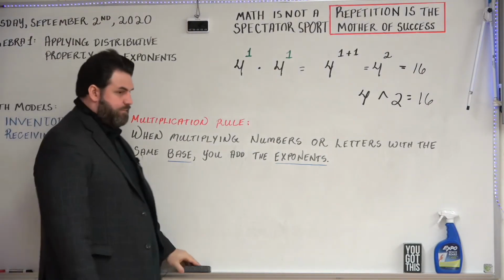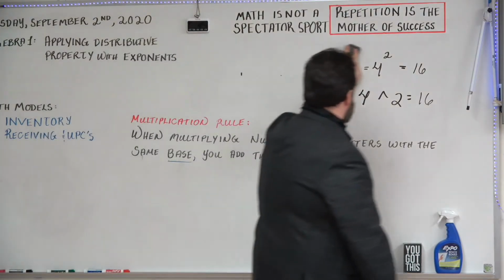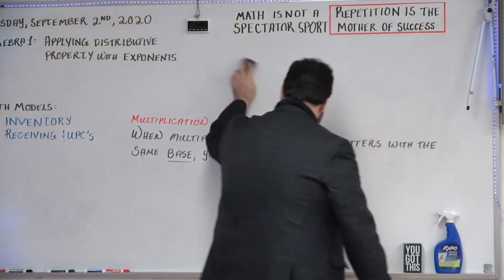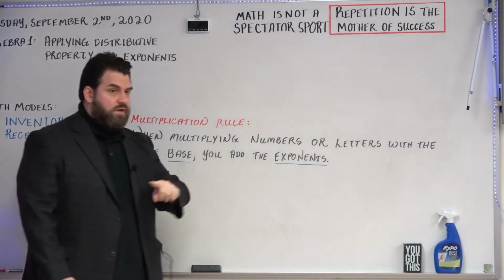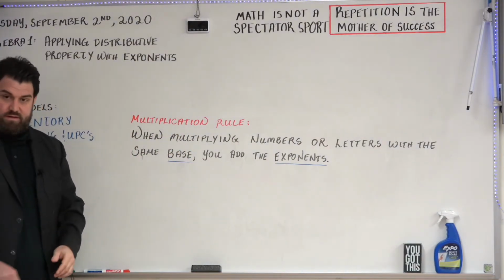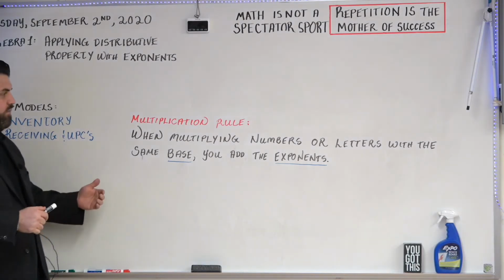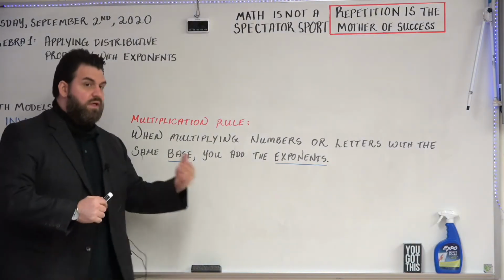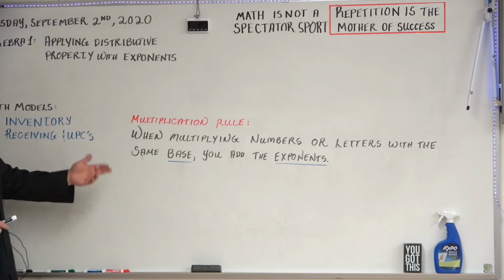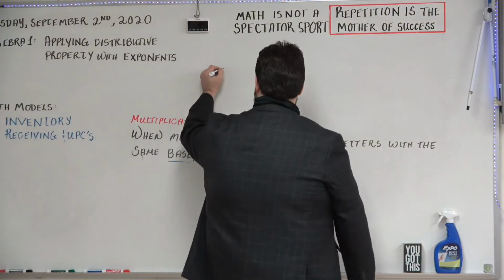All right. Can I erase? Could we have another person in the room please read this multiplication rule? When multiplying numbers or letters with the same base, you add the exponents. Excellent. So here's a new example. Ready?